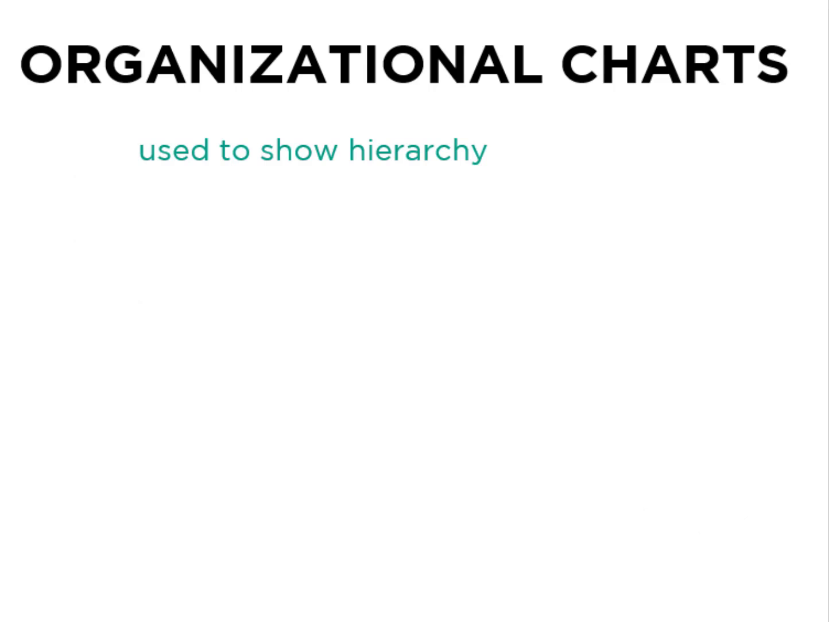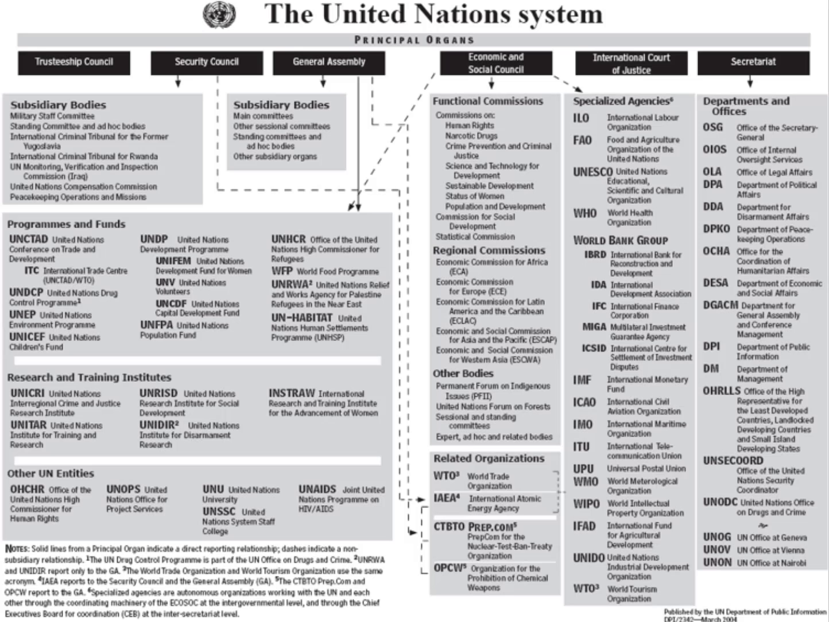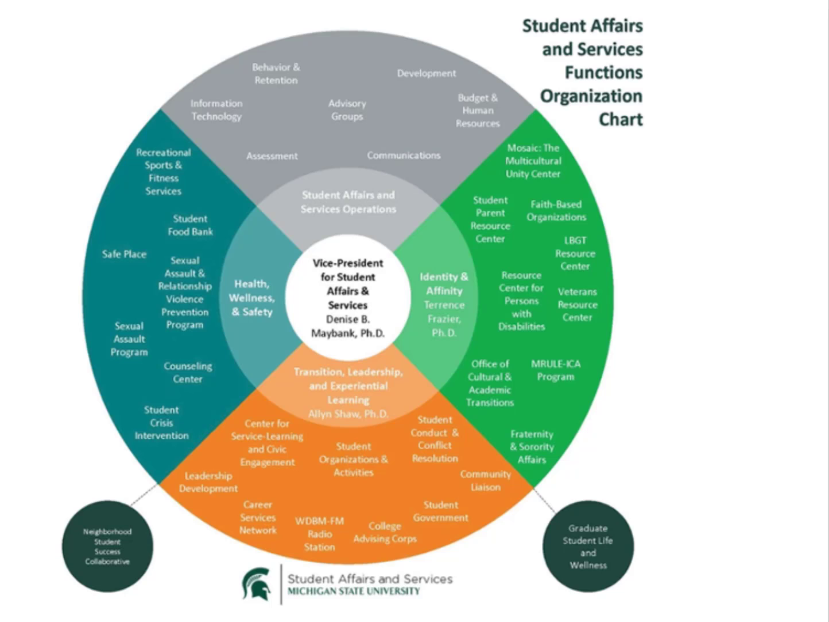Organizational charts show hierarchy. Here's one of the makeup of the U.S. Department of Justice. A really complex one showing the United Nations system. And an interestingly designed one showing the organization of MSU Student Affairs and Services.